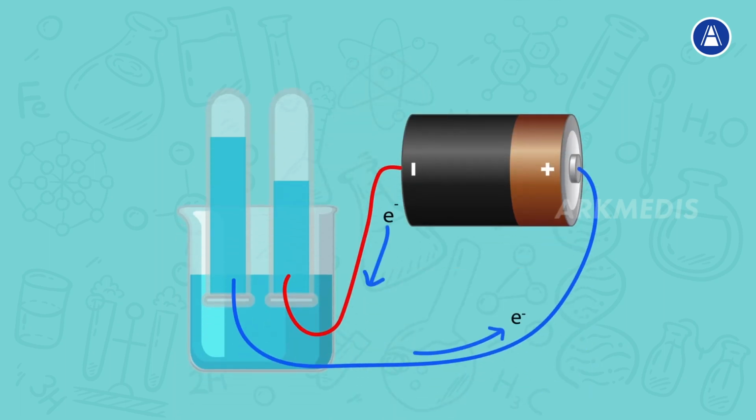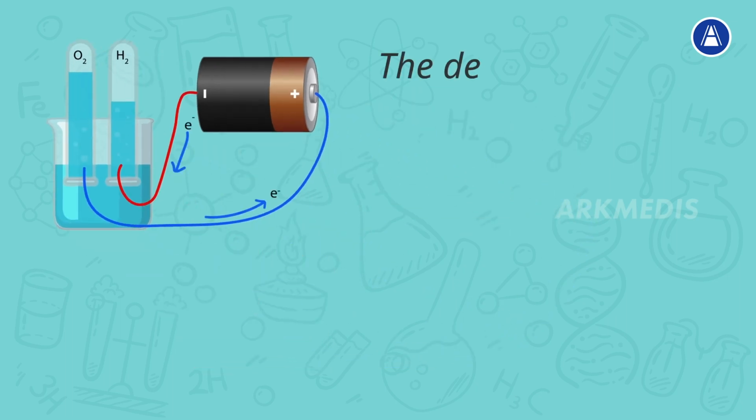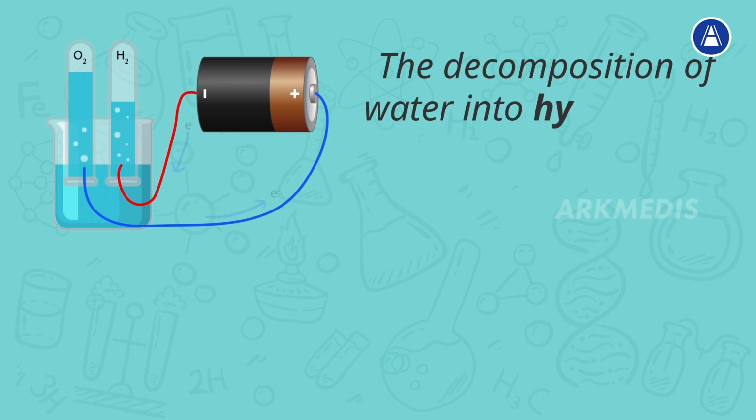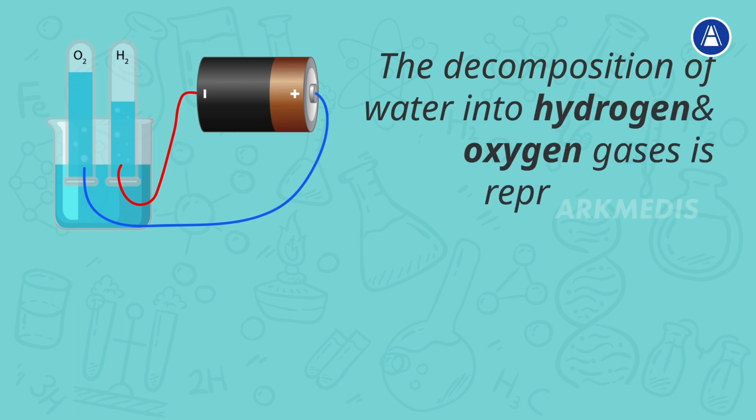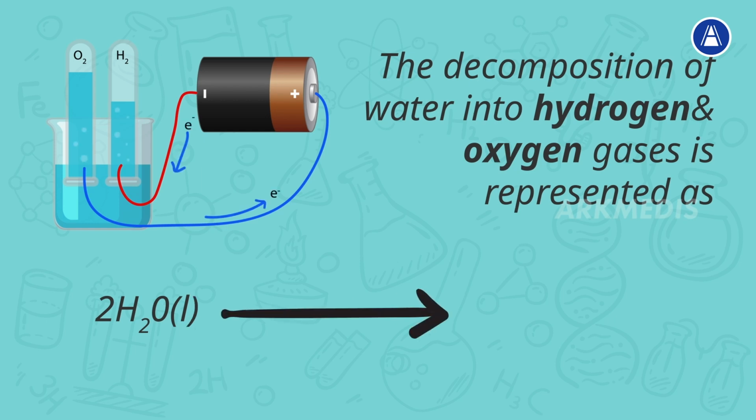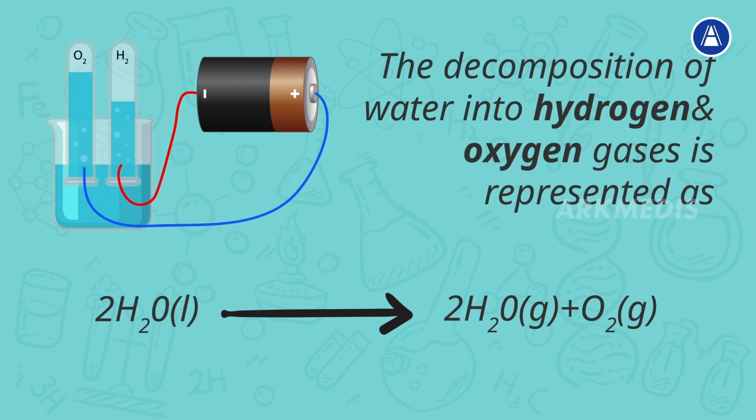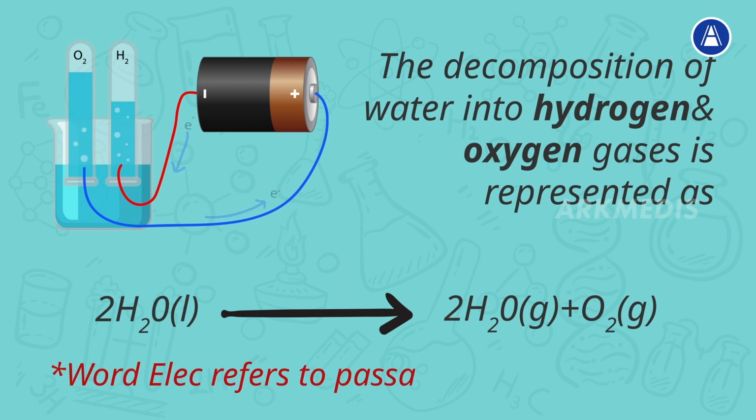When we pass electric current into the water, the electric current initiates the reaction in the water. The water decomposes into hydrogen gas and oxygen gas. The decomposition of water into hydrogen and oxygen gases is represented as H2O in liquid state gives rise to H2 gaseous plus O2 gaseous. The word elect refers to the passage of electric current.